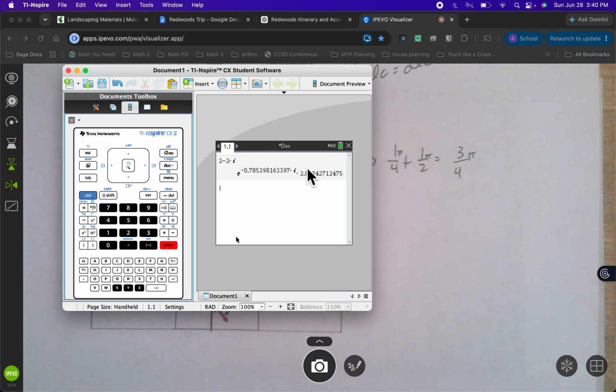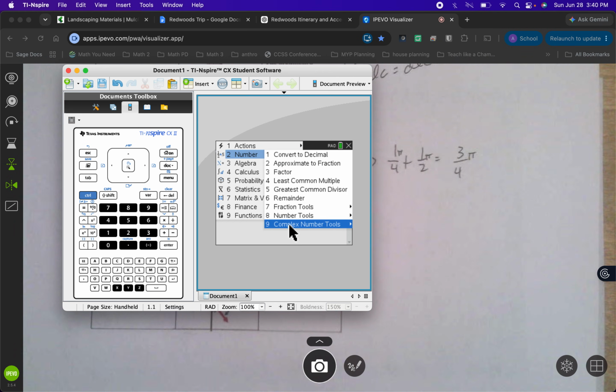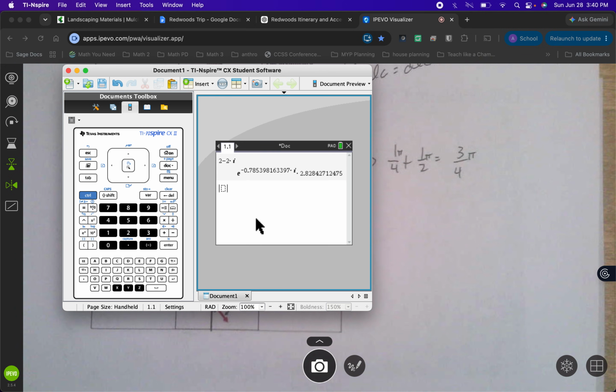And it's just going to, well, it turned into polar form for us, but we're going to ignore that for now. And we're going to go to number. And then we go to complex number tools and we're going to say magnitude. And it looks like it wants us to do it this way. Copy and paste. And it gives us this number right here, 2.83.